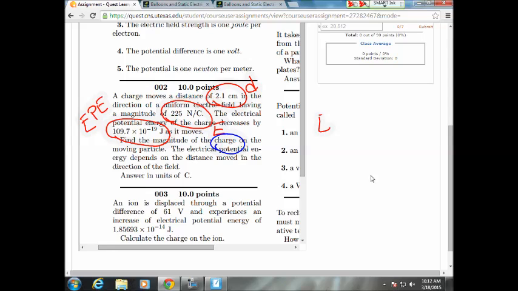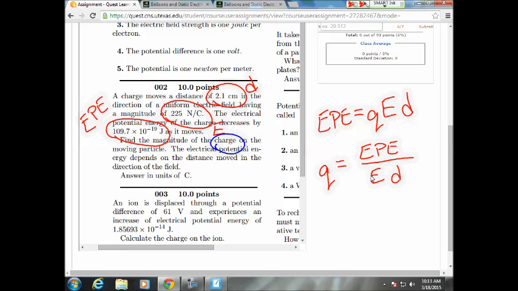So, electric potential energy equals the charge times the electric field times the distance. We're solving for Q. How do you get E and D over there? So Q equals electric potential energy divided by the electric field times the distance.